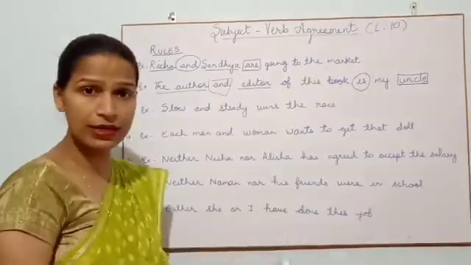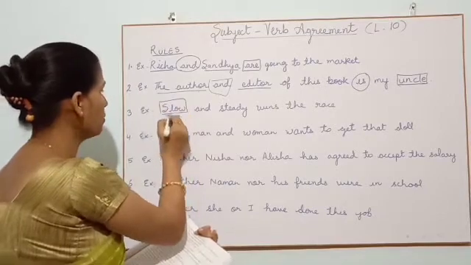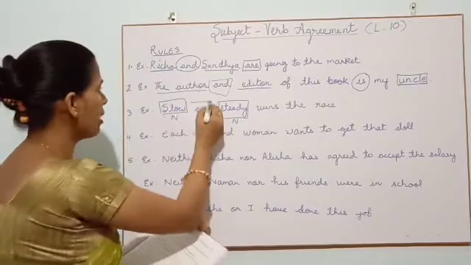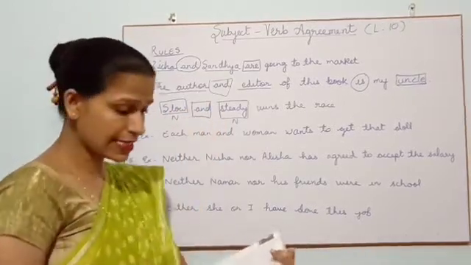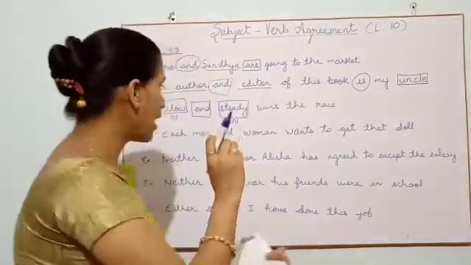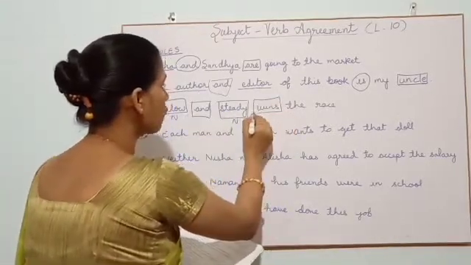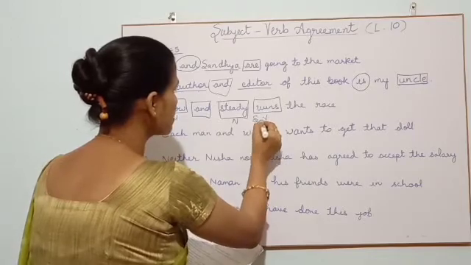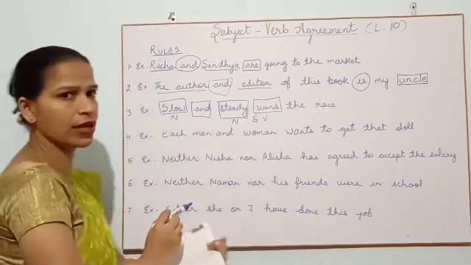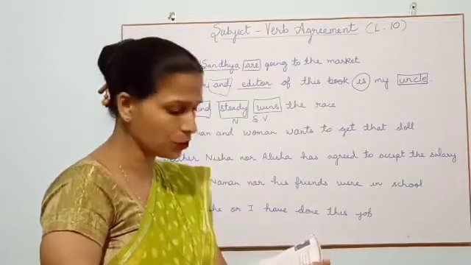Now we will again read our rule number 3. When two or more singular nouns are joined, nouns, they are joined with the help of the word and. It says and they are expressing a single idea. Single idea means talking about a single thing. Then we will take a singular verb with it. This is your singular verb. We are going to take a singular verb when two nouns are joined with the help of the word and and they are going to express a single idea or thought to you.